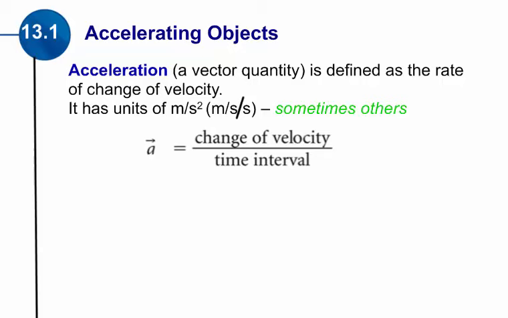And if we were putting that in an equation, acceleration uses the letter A. It is a vector, so it has an arrow over top, and it's defined as the change in velocity over the change in time, or the time interval. And there's the symbol that we're going to use for change in velocity over change in time.